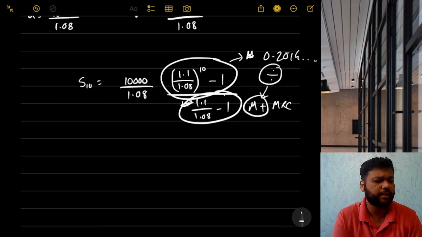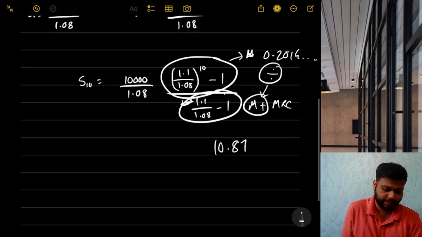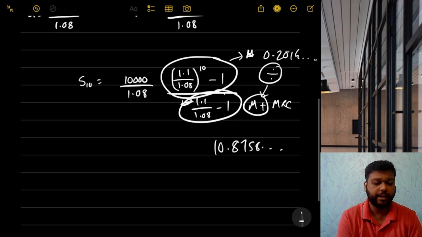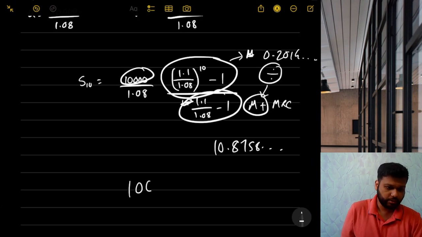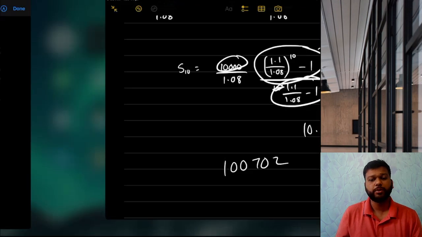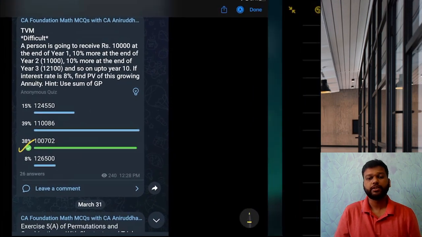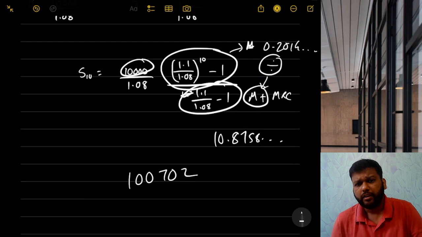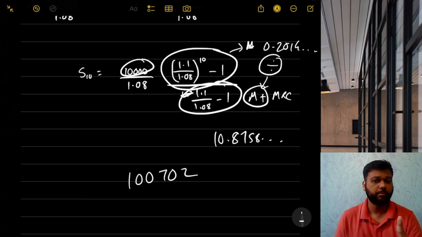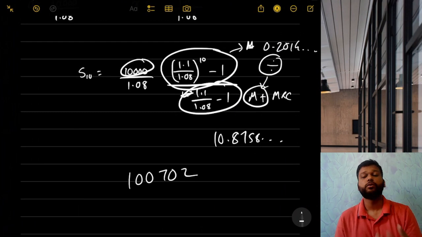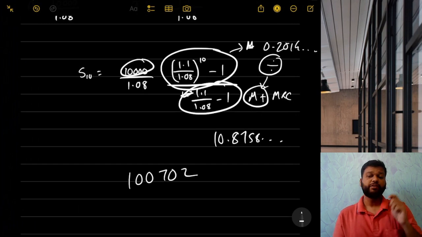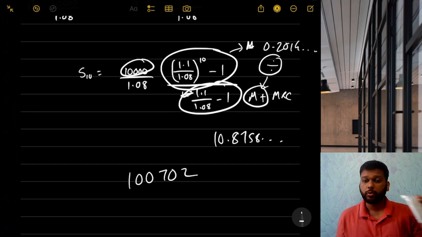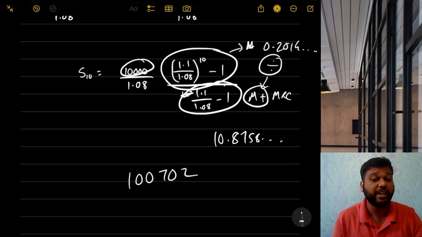So divided by MRC equal to, that should give you 10.8758 something, and then into this 10,000 divided by 1.08, that will give you 100,702. So that should be the correct answer, 100,702. Okay. Now this can easily be done within 1 minute. I was explaining it, that is why it took 2 or 2.5 minutes. But if you are comfortable with your own calculator, then you can easily do it in 1 minute. That is very important for TVM especially.